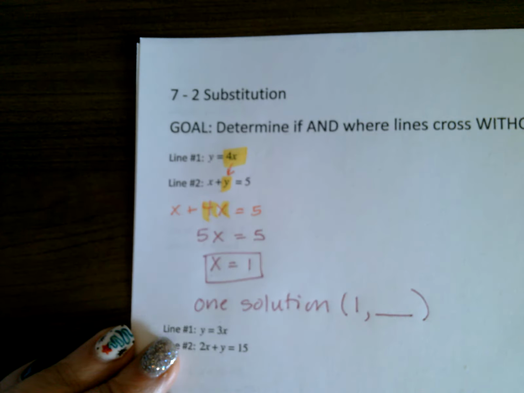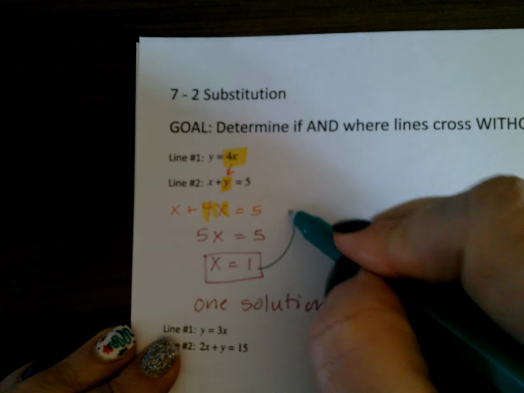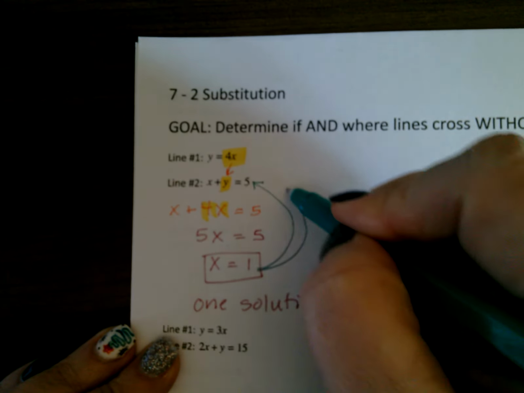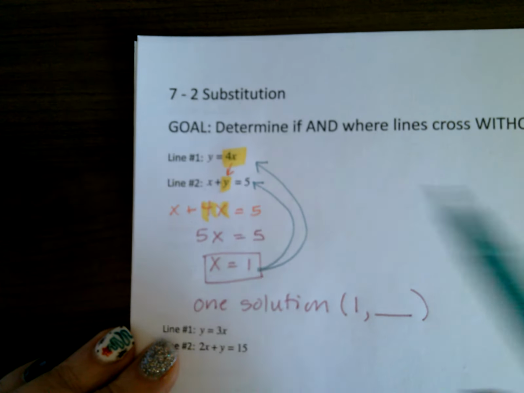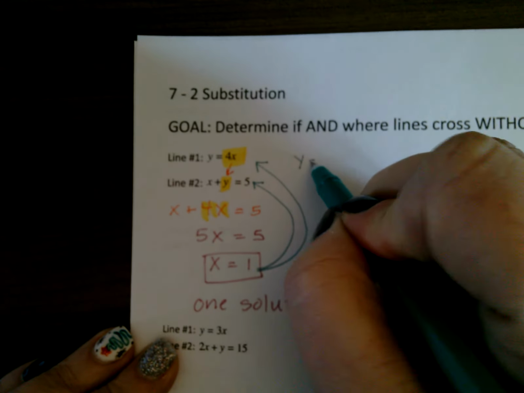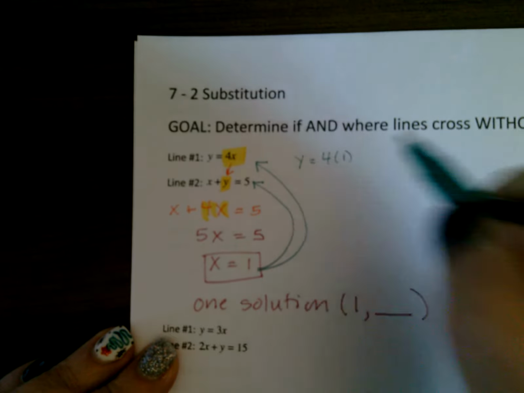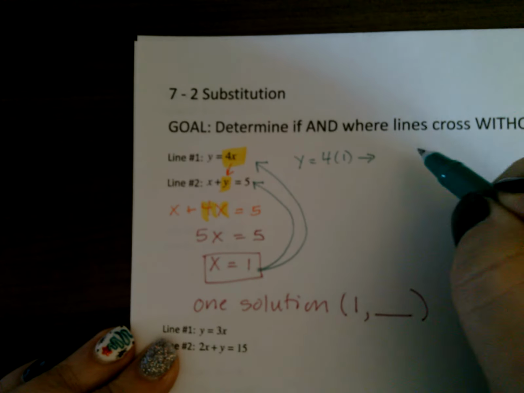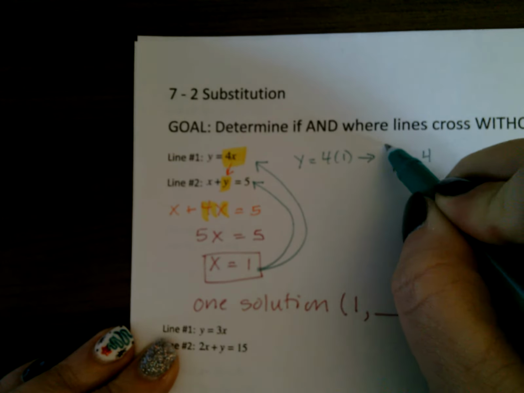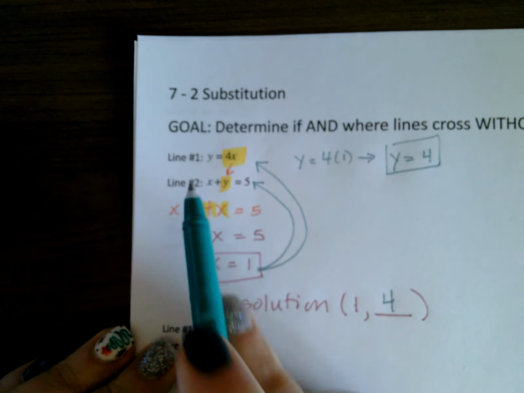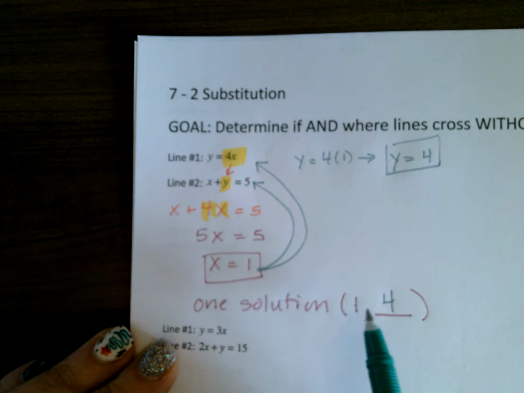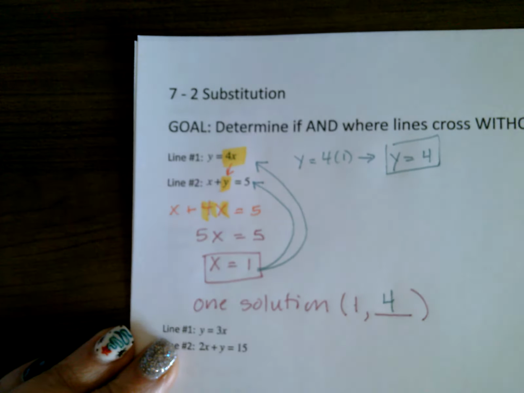Now, if x equals 1, you will substitute that into either equation to calculate what y is. I'm going to put it into this equation, so I would have y equals 4 times 1. Therefore, y equals 4. These two lines would cross at the ordered pair 1, 4.